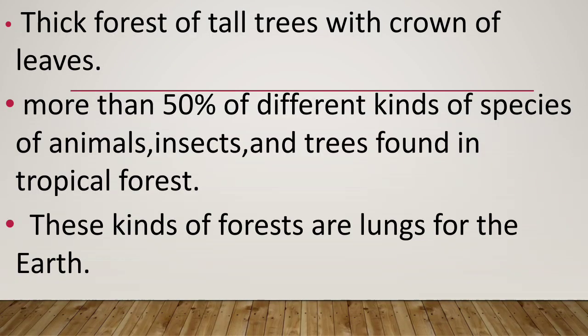These are thick forests of tall trees with crowns of leaves. It means they have a long stem, or trunk, and on the top they are covered with leaves. More than 50% of the different species of animals, insects and trees are found in tropical forest because of its thickness and density. These kinds of forests are also known as the lungs of the earth.